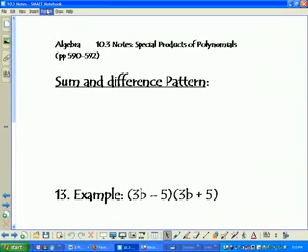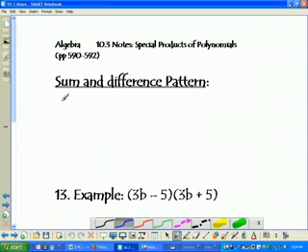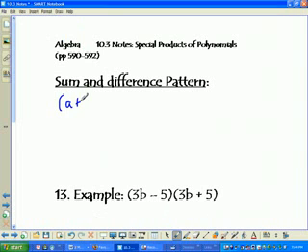The idea today is we want to get you to look at some special cases where we're multiplying binomials and notice the pattern and go straight to the answer. The first one is a sum and difference pattern. What I mean by a sum and difference pattern is if I'm multiplying two binomials, in the first binomial I'm adding, and the second binomial I'm subtracting, hence sum and difference.